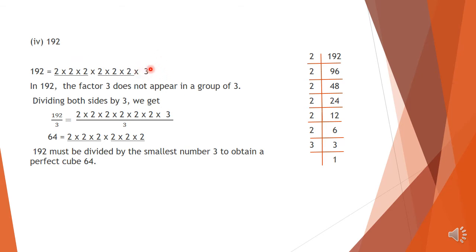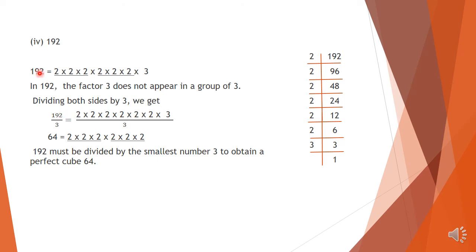Okay children. So from the prime factorization part itself, we get the answer. That is, you see which factor is not in a group of 3, not forming a triplet. So here the first 3 2s form one group, the next 3 2s form another group, and here 3 is not in a group of 3. So we are getting this number as the answer. Okay children. So the steps are, in the prime factorization of 192, the factor 3 does not appear in a group of 3. So we have to divide both sides by 3.